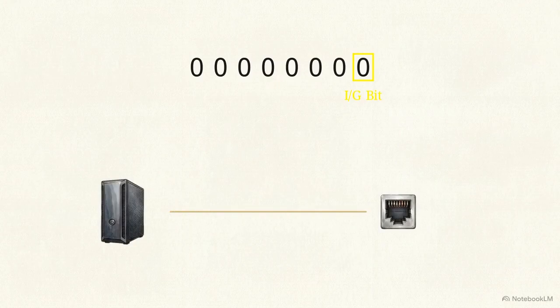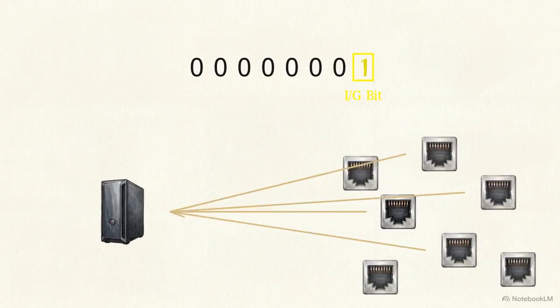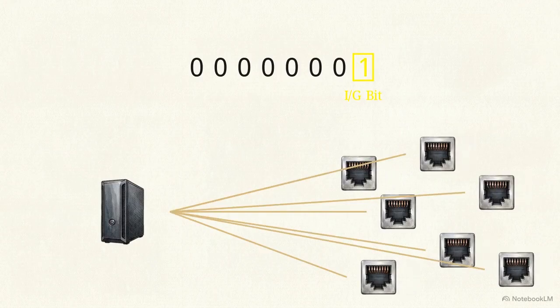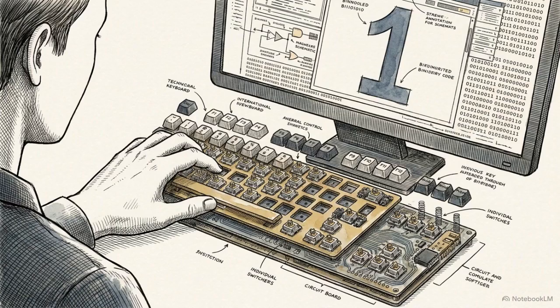Zooming into the first octet, these functional flags trigger specific hardware logic. The least significant bit in this octet is known as the IG bit. This bit defines the operational scope. A binary 0 indicates unicast traffic targeted to one specific interface. A binary 1 indicates multicast traffic meant for a group. Immediately adjacent is the second least significant bit, the UL bit. This flag determines administrative authority. A 0 indicates a globally unique, factory-assigned identifier. A 1 designates a locally administered address.